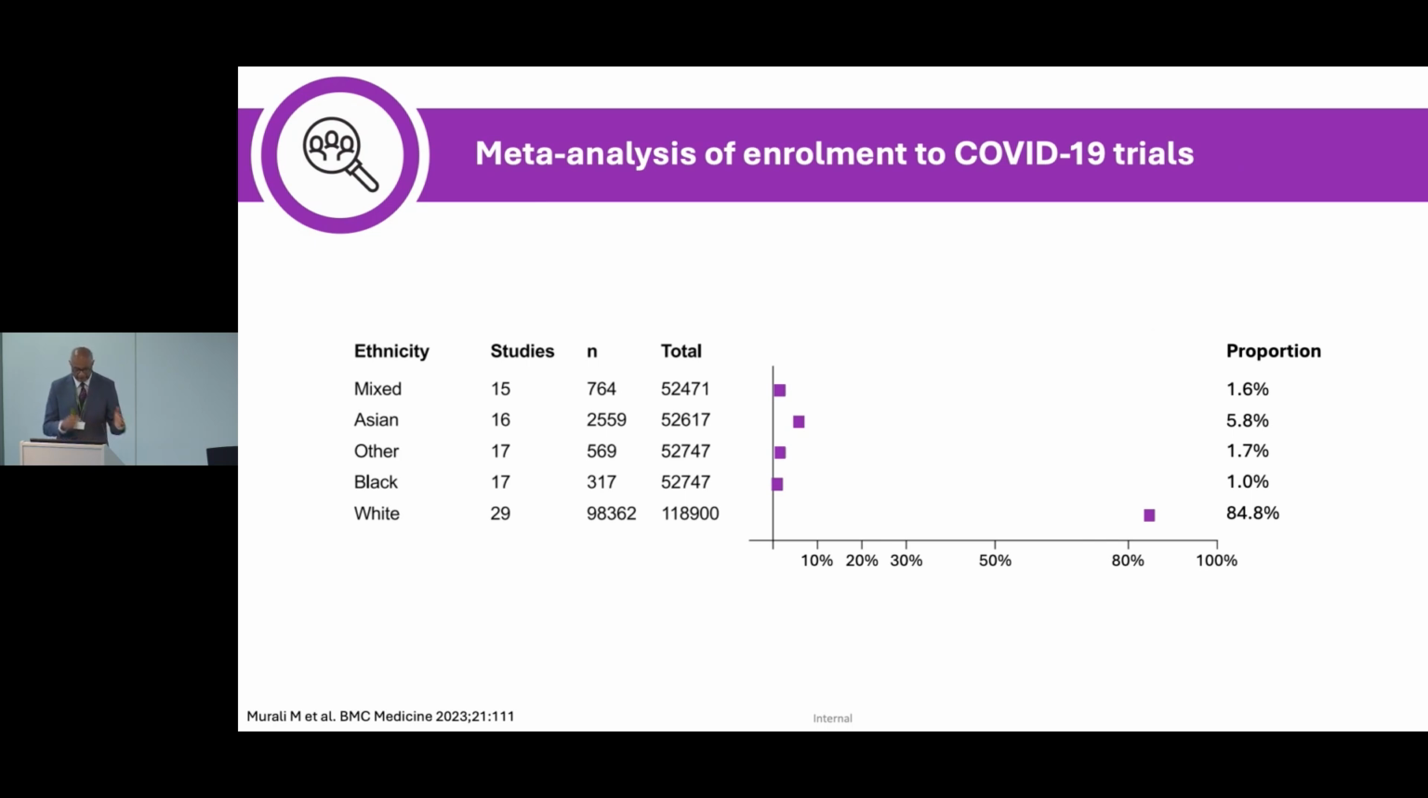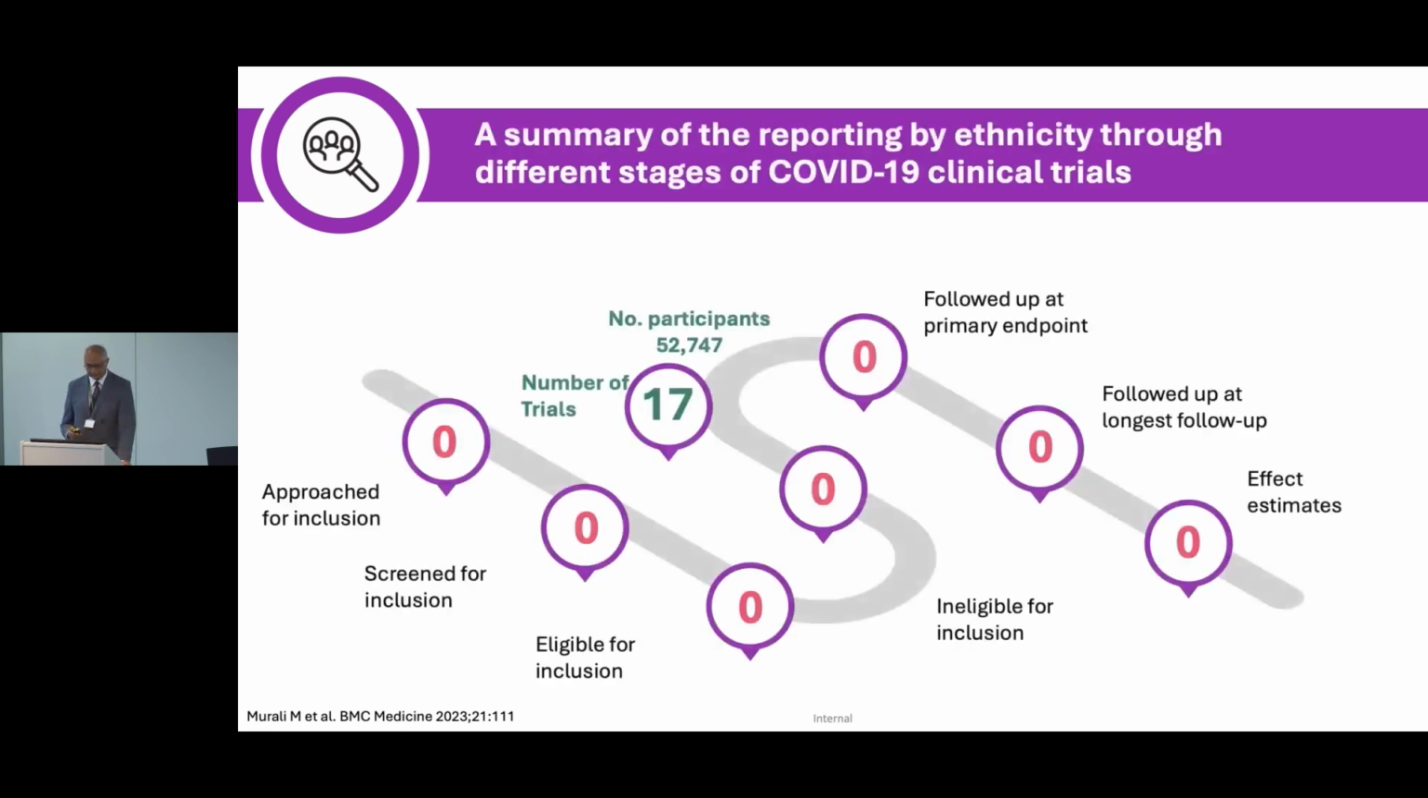Coming to COVID, again, we looked at a systematic review and a meta-analysis of all the COVID trials, which was quite large numbers, and these were all the ones being conducted in the UK, and we compared it to the ONS population. If you look at white populations, 84% overall recruitment, but if you look at the Black, Asian, and mixed groups, you're talking less than 6%, 1 to 2% representation in these trials.